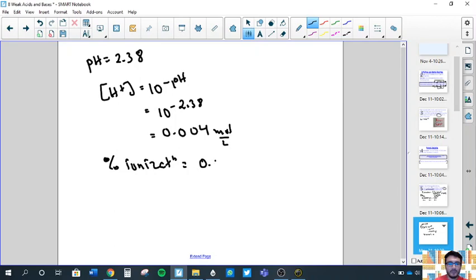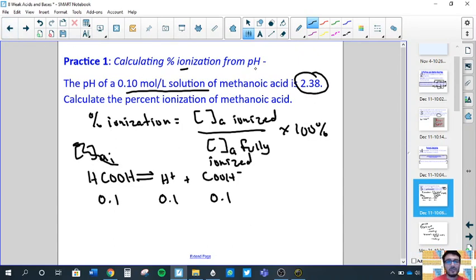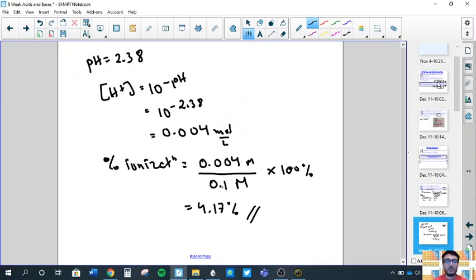Back to our ionization percentage. We have how much acid actually ionized, and 0.1 is what we would have expected to be completely ionized, in a 1-to-1 monoprotic ratio. And what we get is 4.17%. That's it. So that's your answer. The ionization of methanoic acid given this concentration and this pH is 4.17%.